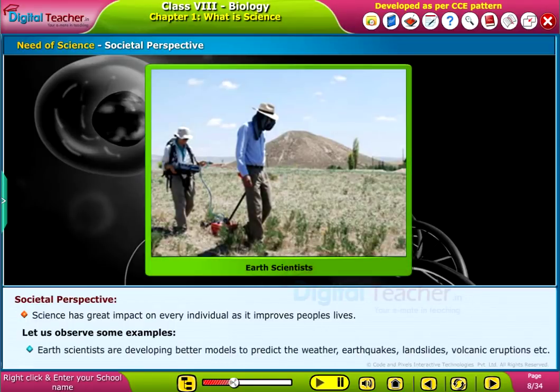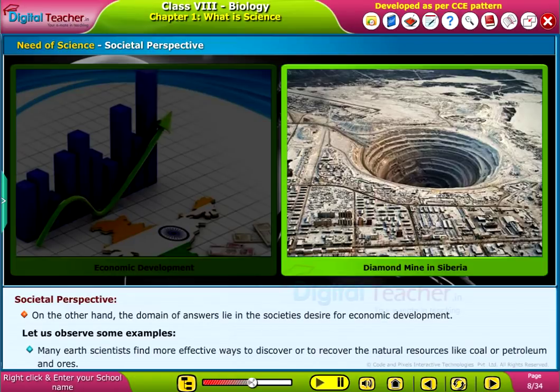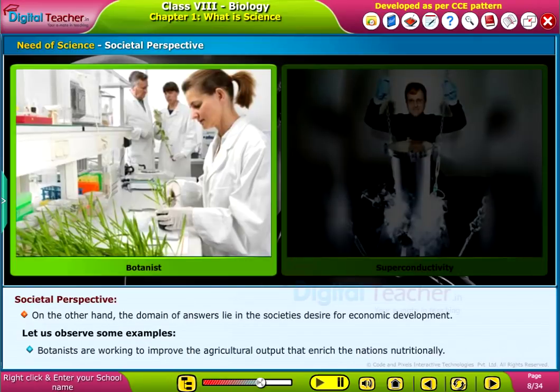Earth scientists are developing better models to predict the weather, earthquakes, landslides, volcanic eruptions, etc. On the other hand, the domain of answers lie in the society's desire for economic development. Let us observe some examples. Many earth scientists find more effective ways to discover or to recover the natural resources like coal or petroleum and ores. Botanists are working to improve the agricultural output that enrich the nations nutritionally.